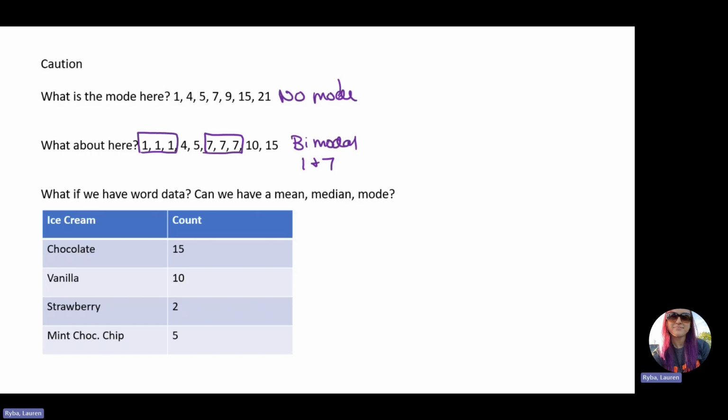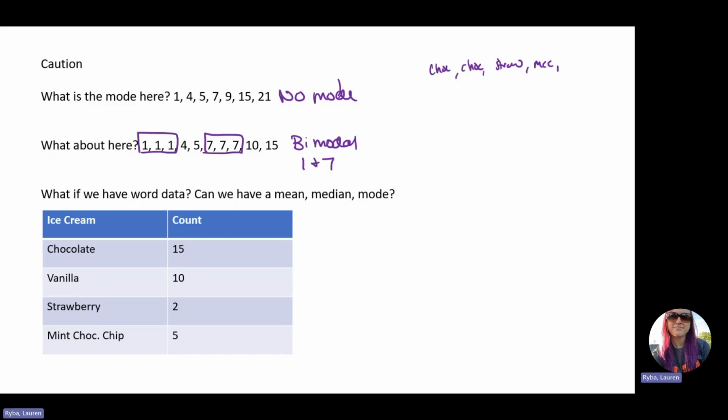And then our last word of caution here was the question that was asked: what was your favorite flavor of ice cream? When I ask you that question, are you giving me a number response or are you giving me a word response? A word response. So your response is chocolate or your response is cookie dough, right? If I were to list out all the responses: chocolate, chocolate, strawberry, mint chocolate chip, those are the responses.